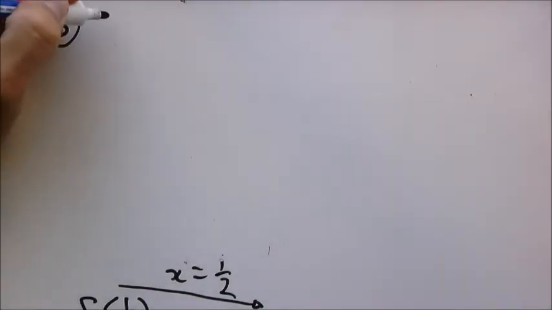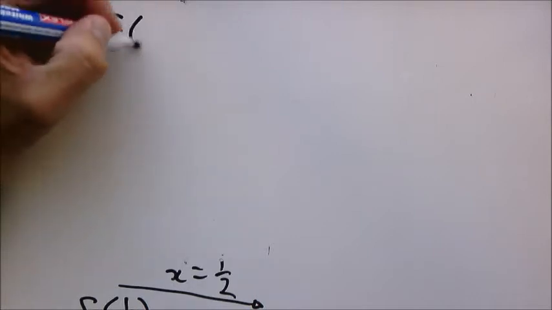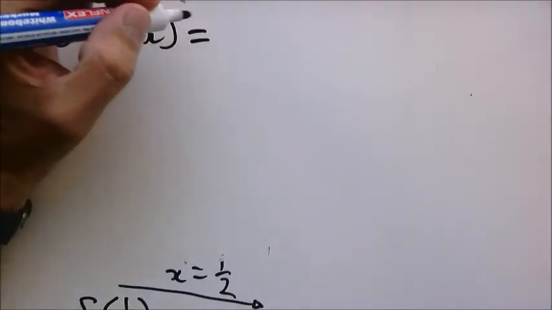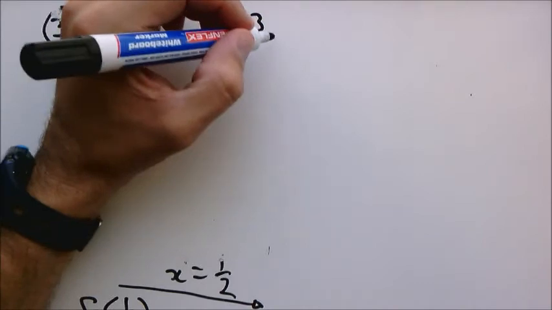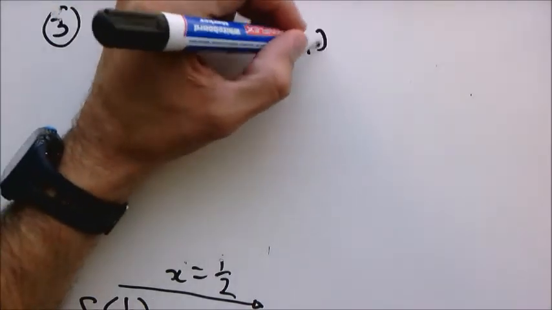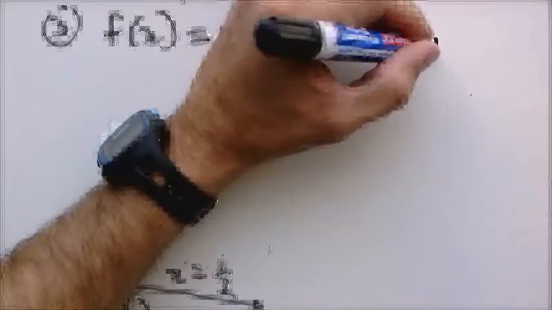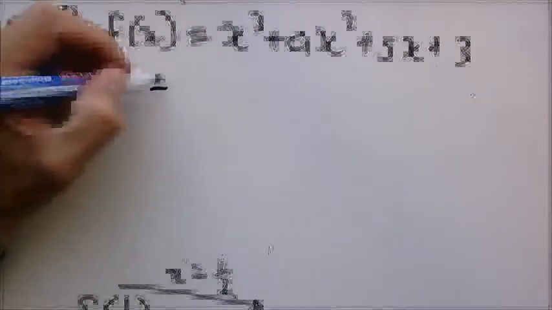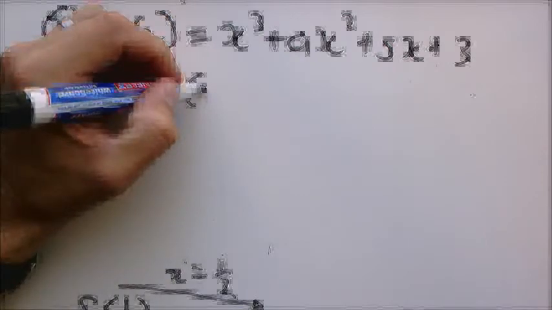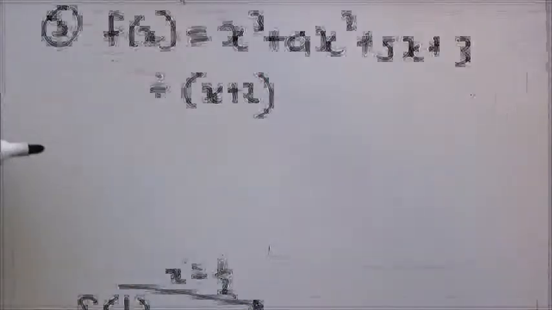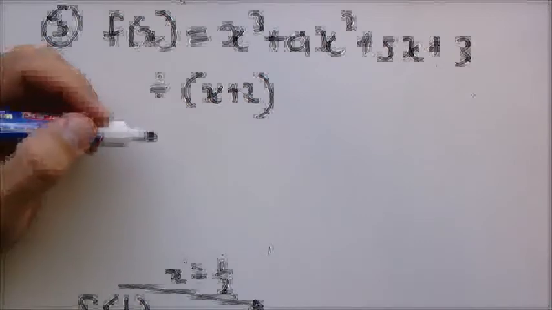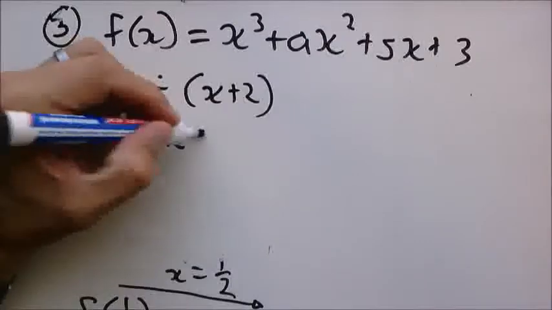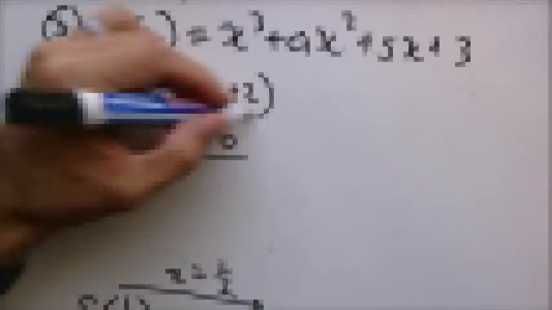So f(x) is equal to x cubed plus ax squared plus 5x plus 3. And they tell us that it's being divided by x plus 2, and then the remainder is b. So they're telling us the remainder is equal to b. So these two are important.